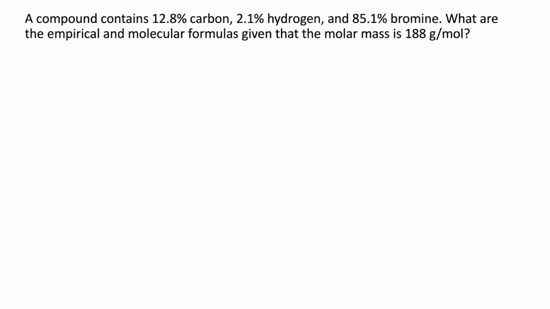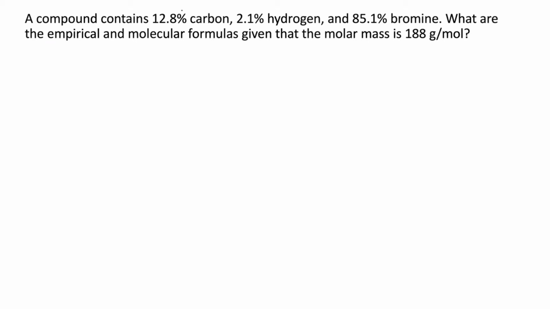This question tells us that a compound contains 12.8% carbon, 2.1% hydrogen, and 85.1% bromine. What are the empirical and molecular formulas given that the molar mass is 188 grams per mole? So let's start with the empirical formula.